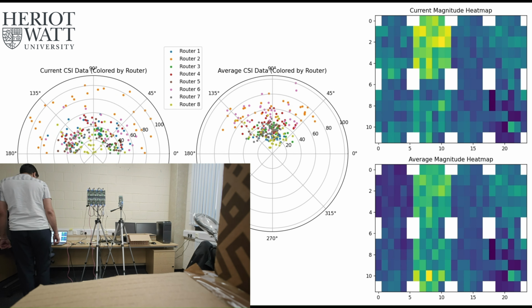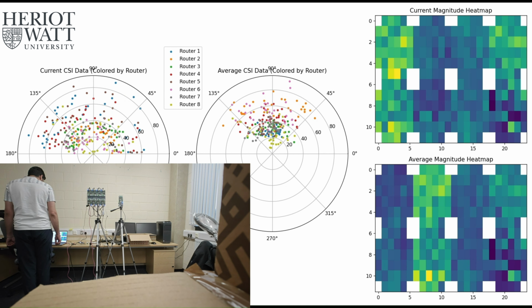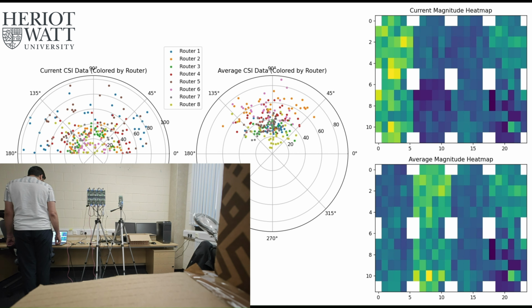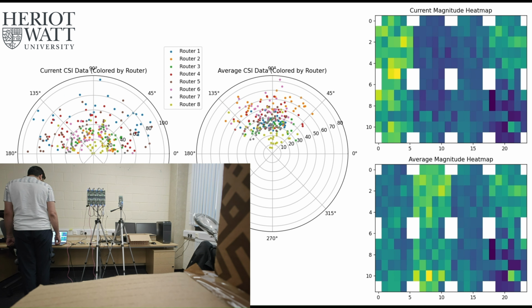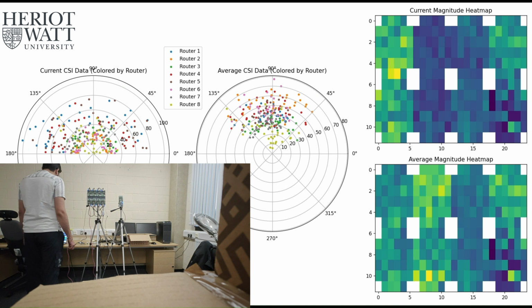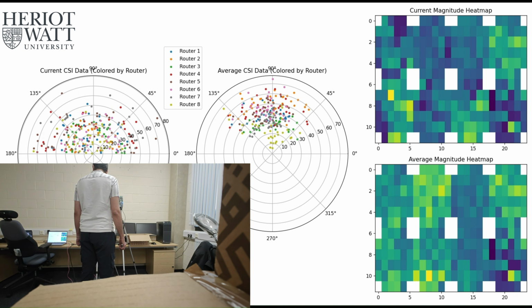The current CSI data appears to be almost random due to reflections in the room. But when we look at the average CSI data, we can clearly see that it converges towards the wavefront, which is almost perpendicular to the antenna due to being reflected by the opposite wall of the lab. Without using any machine learning model, we can very easily detect movement in the channel.